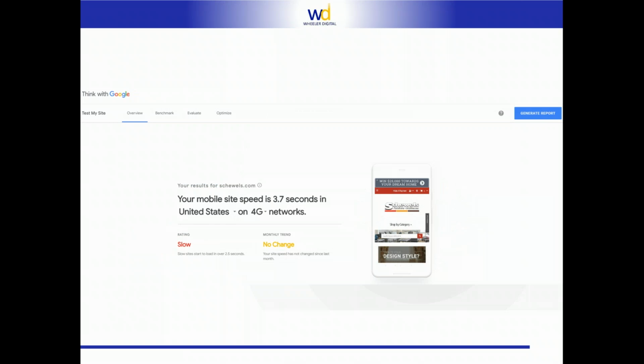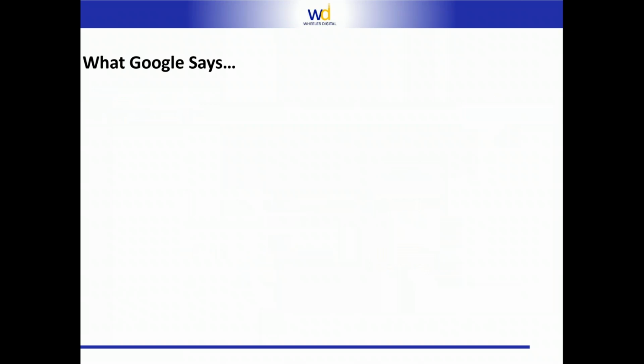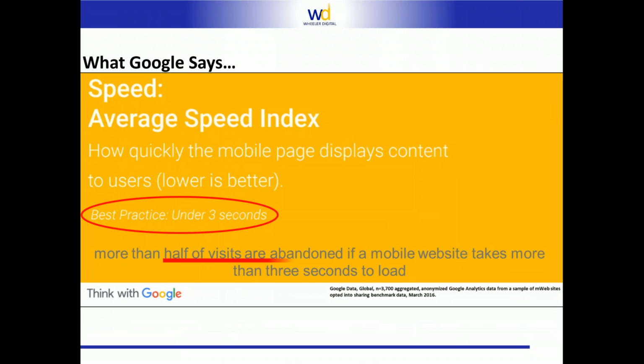Seems pretty quick to me, but when you're sitting there holding a mobile phone and you're waiting on a website to load, Google says that rating is actually slow. 3.7 seconds is slow. It's a crazy world we live in. So with that being said, you can click the blue button at the upper right-hand corner that says Generate Report. It will email you more in-depth information on what you can do to improve that mobile website loading time.